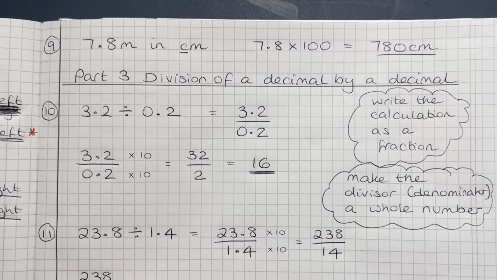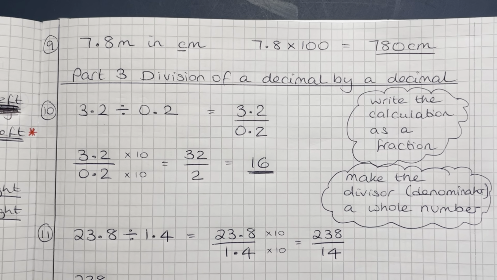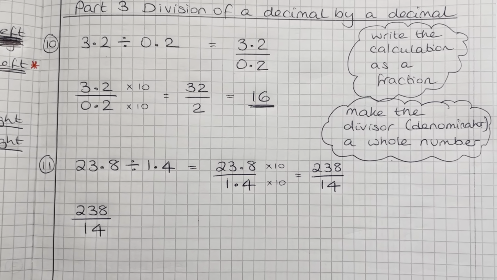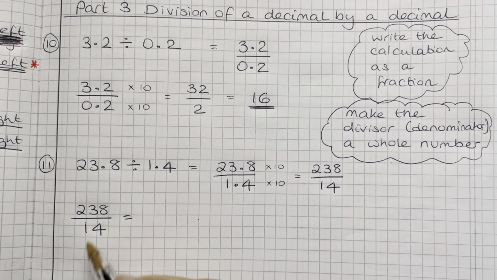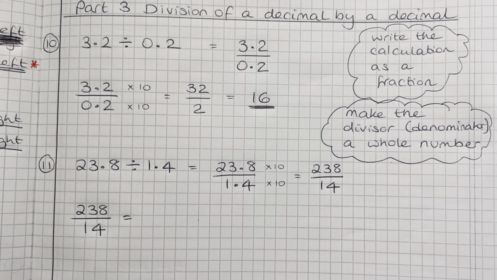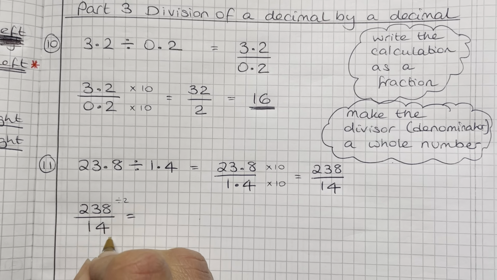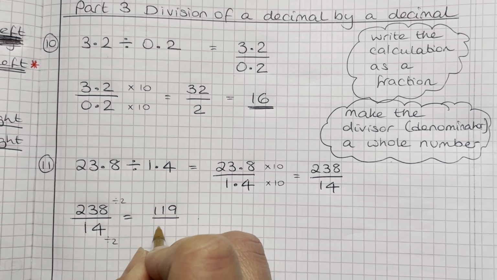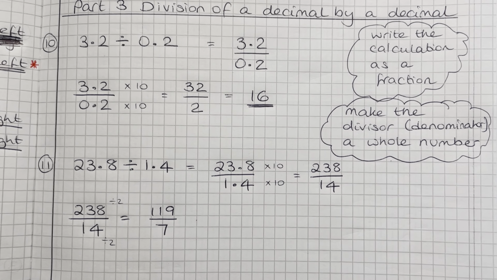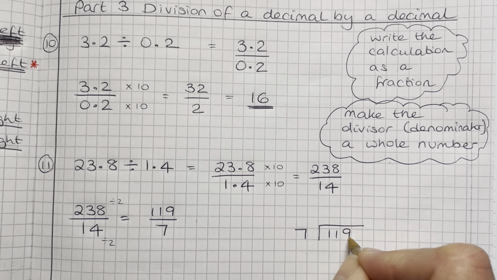238 divided by 14. Now I could just use either short or long division to solve this, but I'm not great on my 14 times table. But luckily I've noticed that the numerator and the denominator are both even. So I can simplify it. I can divide the numerator and the denominator by 2. That's going to give me 119 over 7. And now it's a much easier calculation for me to do, because I do know my 7 times table.